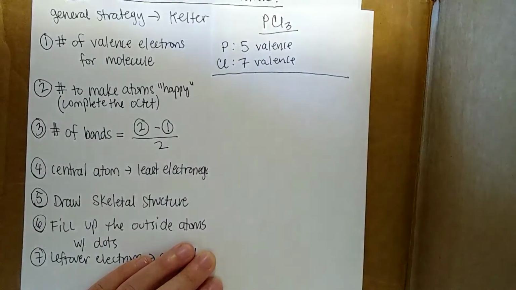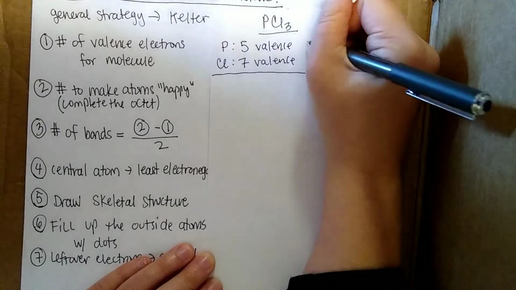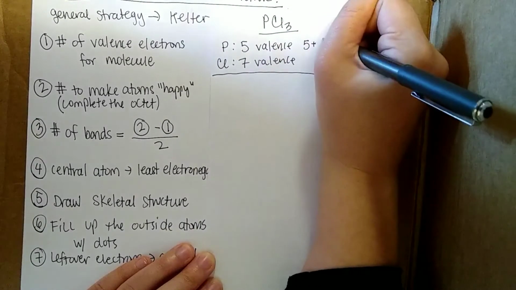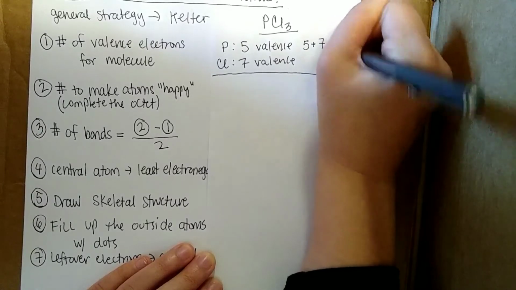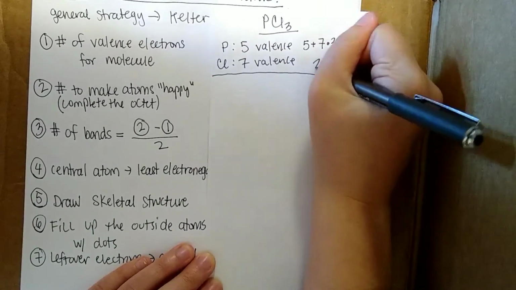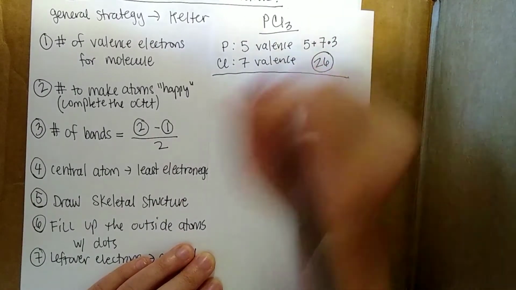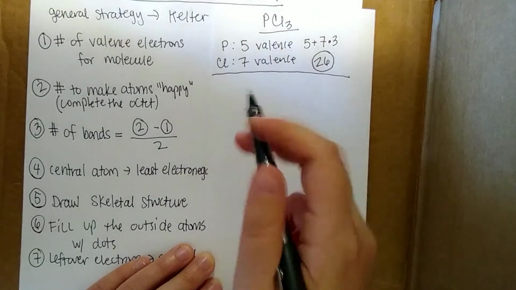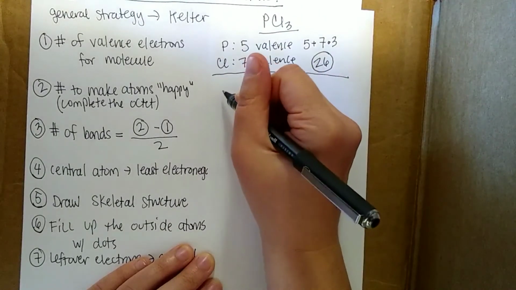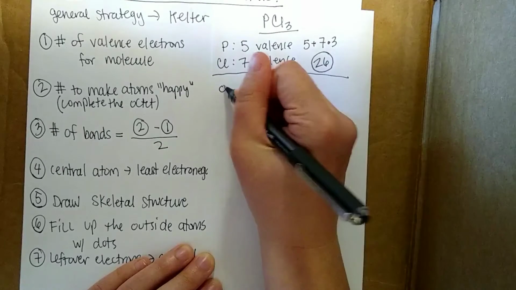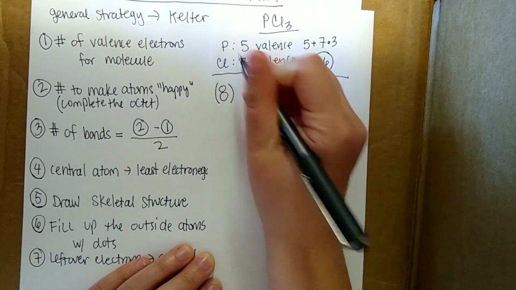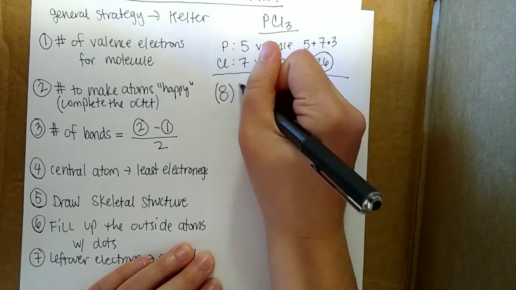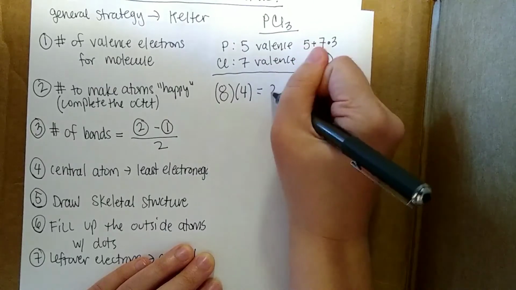If you don't know how to do this, please send me an email and we'll talk about it. So the total number of electrons in this molecule is going to be 5 plus 7 times 3, because there are 3 chlorines, so we're looking at 26. To make these atoms happy, we're looking at an octet for each, so 8 times 4, so there are 4 atoms, so we need 32.